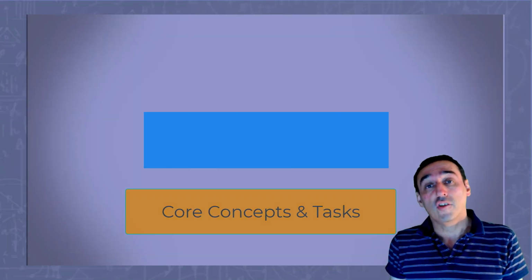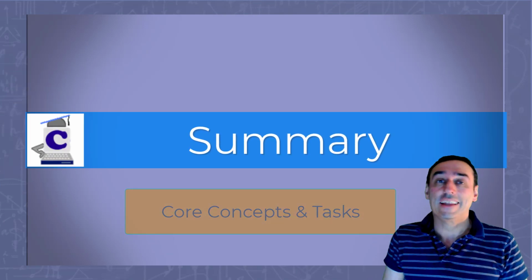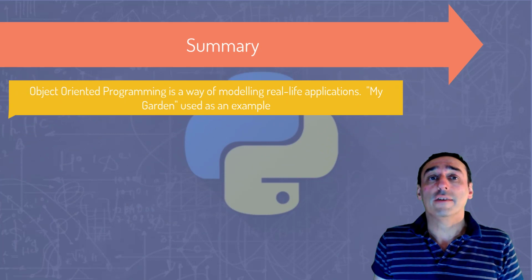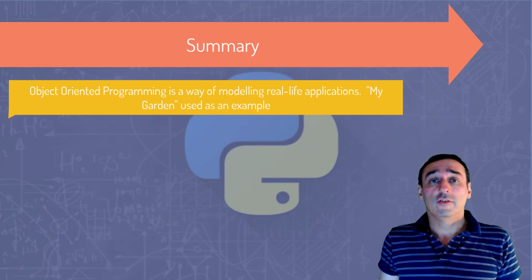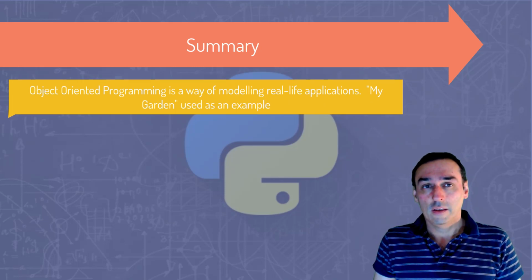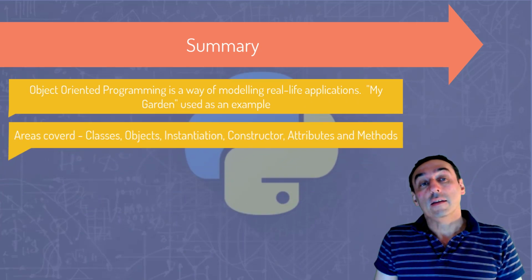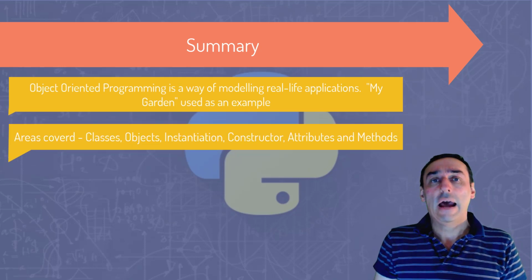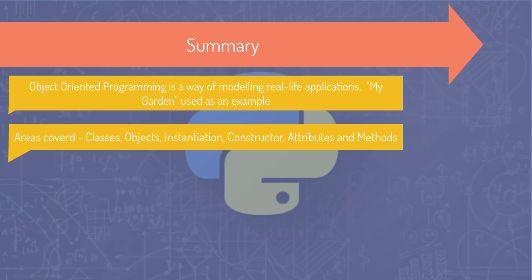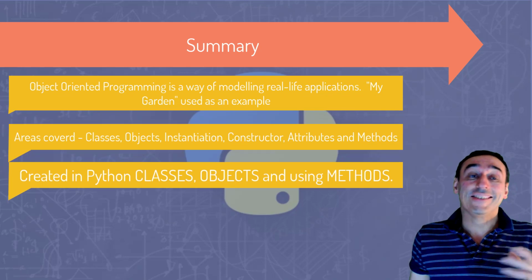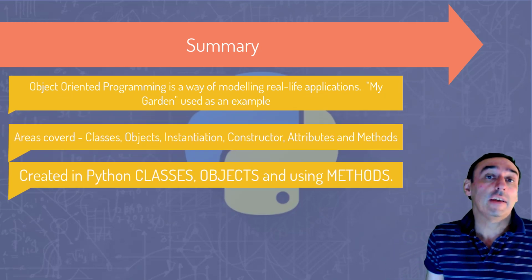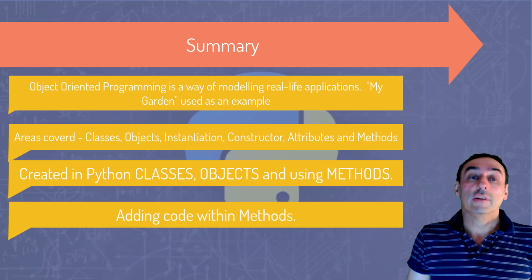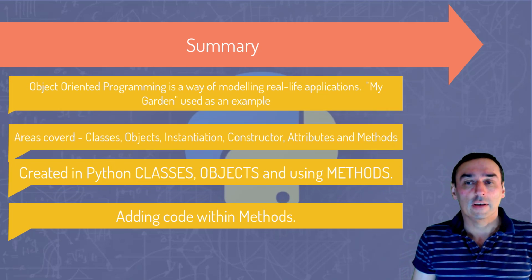To summarise what we have learned, I will go over the main areas covered plus some extension tasks for developing the program. So to summarise the concept of object-oriented programming, it's a way of modelling real-life applications, and I used my garden as an example. We also looked at the classes, objects, instantiation, constructor and attributes and methods as part of the OO paradigm. And we looked at how we then create classes in Python and objects and methods, using the gardener as an example to illustrate the points.